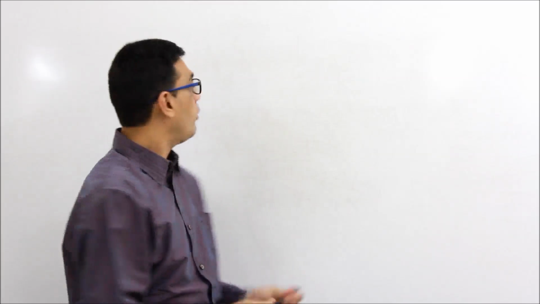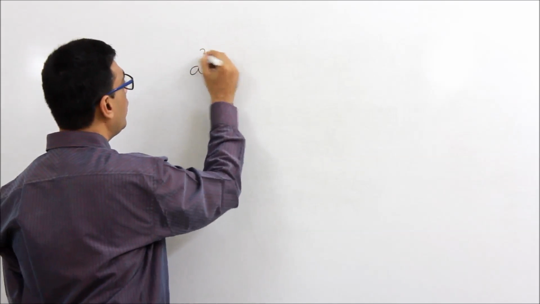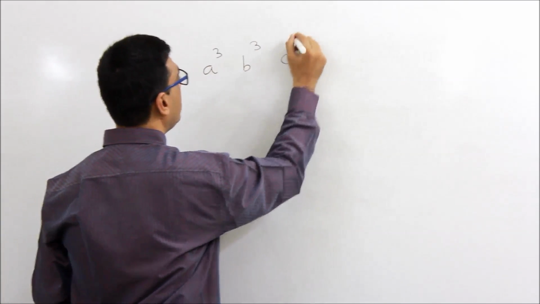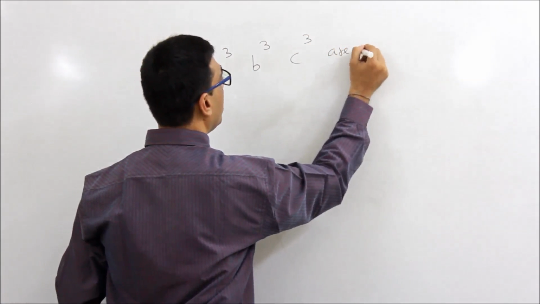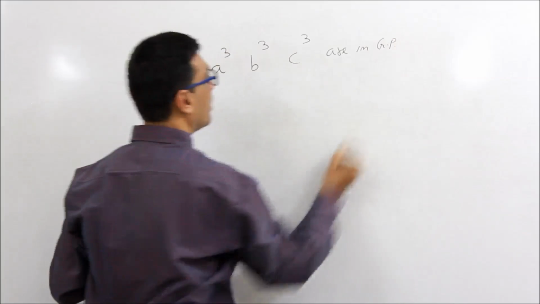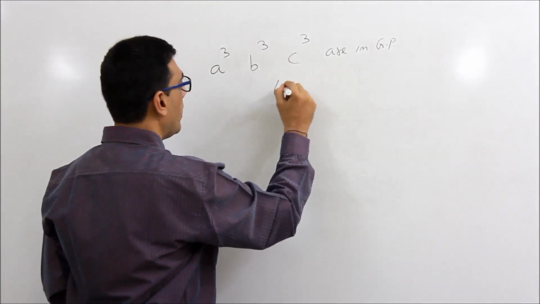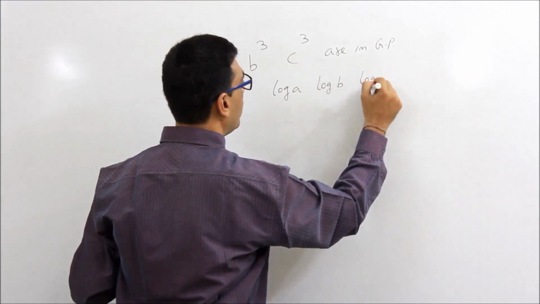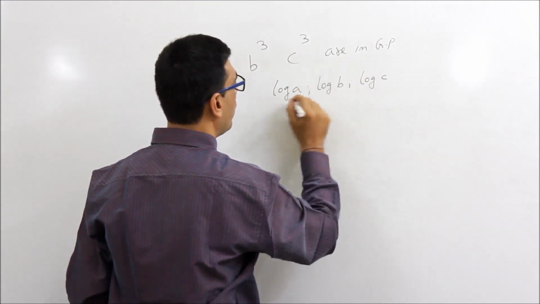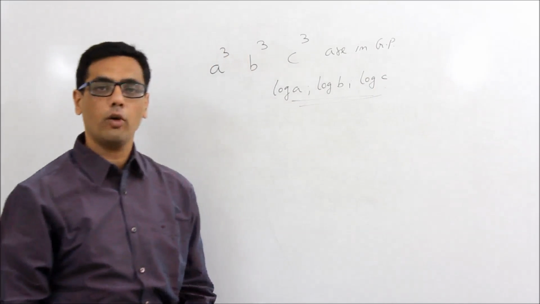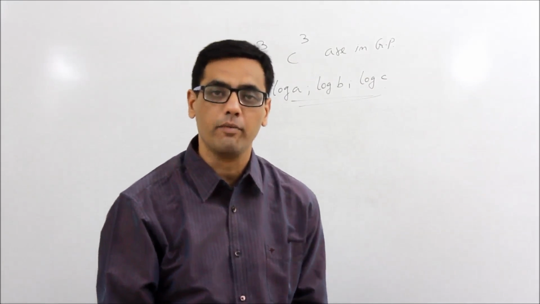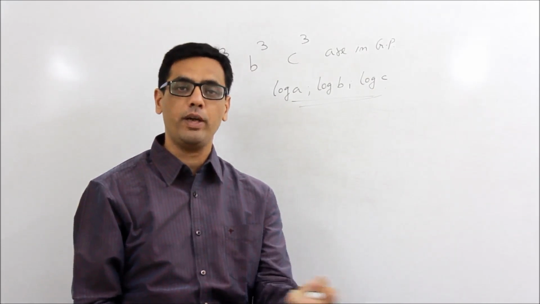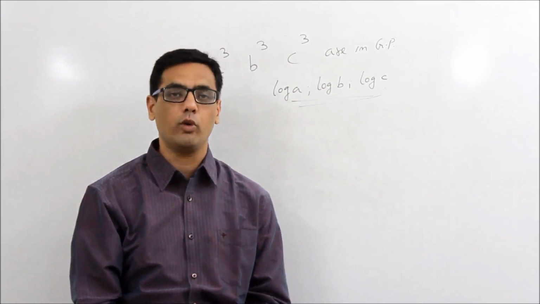Another CAT question which came in the past, in fact it was CAT 2014 only, if I can recall, was this. Given A cube, B cube and C cube are in GP, log A, log B and log C, what can be said about them? Will they be in AP, GP, HP or none of these? Something like that was the question.